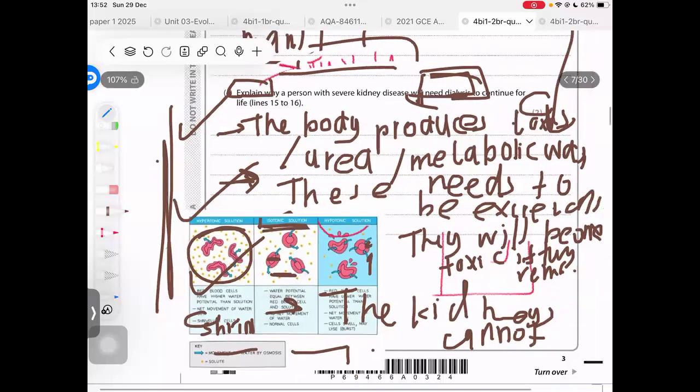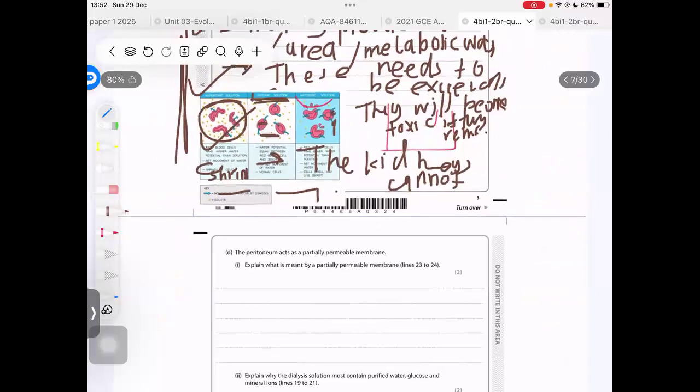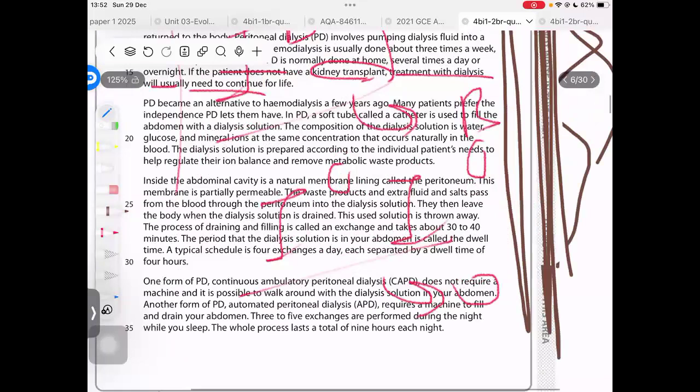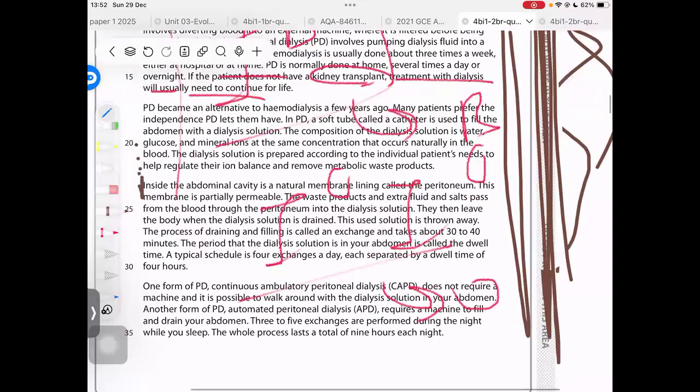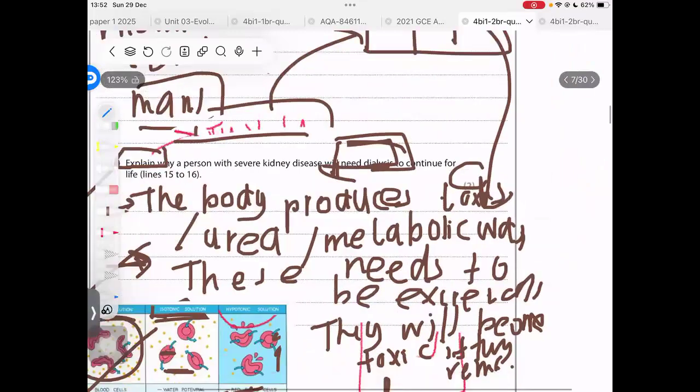Okay. Now, let's move on to D1. The peritoneum acts as a partially permeable membrane. Explain what is meant by a partially permeable membrane. Let's read lines 23 to 24. Inside the abdominal cavity is a natural membrane lining called the peritoneum. This membrane is partially permeable. So the answer is not given in the paragraph.